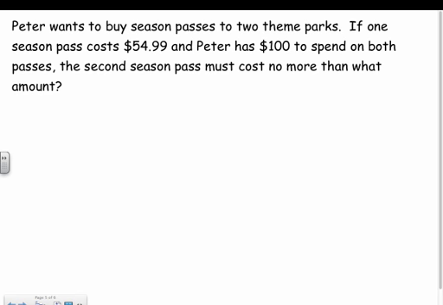So if I think about it, I have the first pass plus the second pass, and it can't cost any more than $100. So what symbol would go in between there? I'm not going to put an equal sign because I don't want to, right? It could cost less than $100. That'd be fine, right? I can afford that. So it could be equal to, could it be greater than? Could the cost be more than my $100? No, then I won't have enough money. So my cost would have to be less than $100, or it could be equal to. I could have exactly enough money.